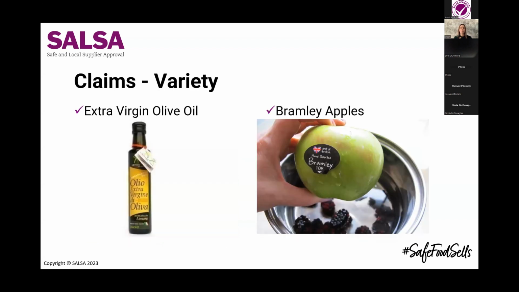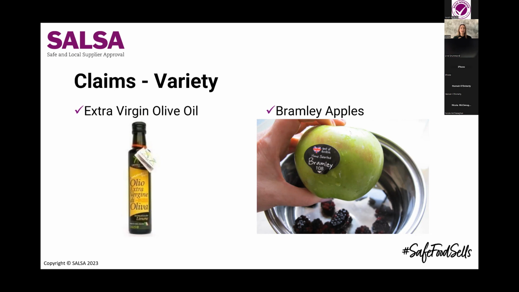Also think about variety as well. As you're making claims on pack, are you making any claims about the variety? Oils are known to have been adulterated in the past. So how do you know that this has not been blended with a cheaper oil, for example, if you're buying extra virgin olive oil? Therefore, this will be classed as a higher risk ingredient in terms of food adulteration.